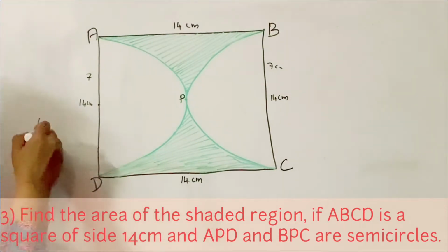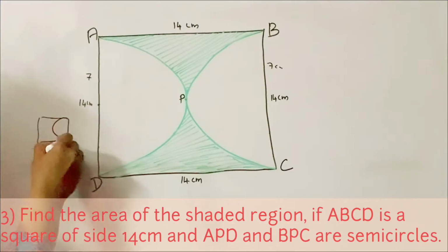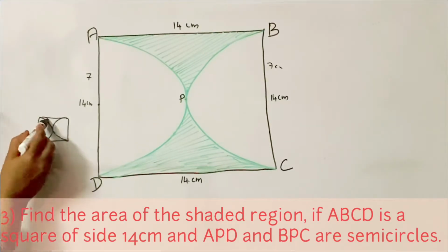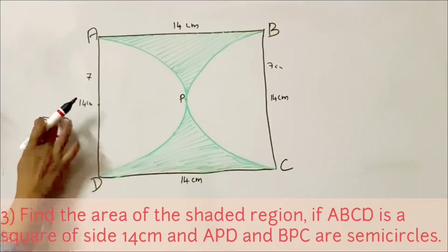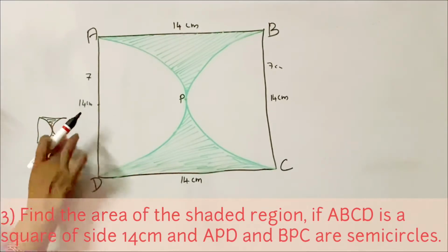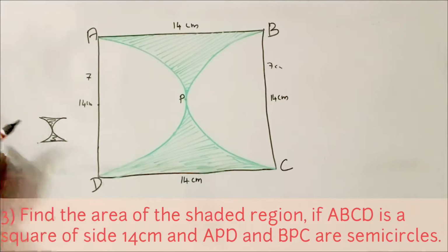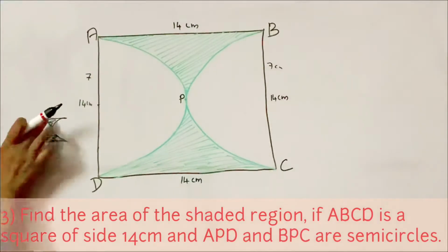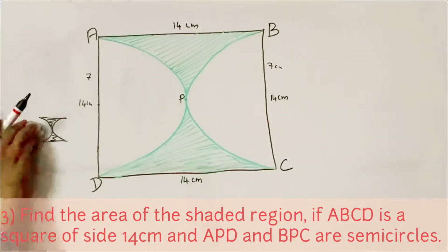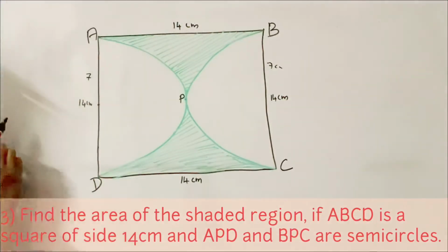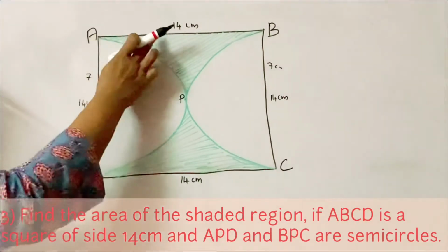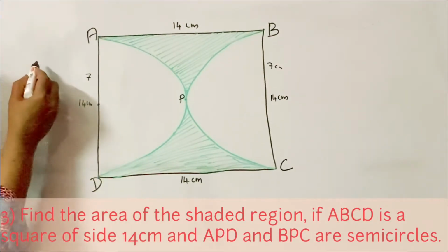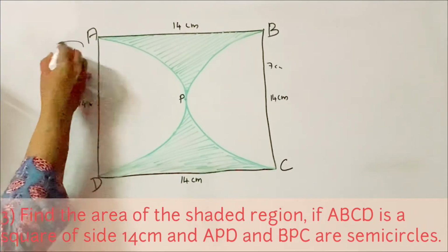Area of the shaded part is equal to, look here, this is a figure like that. Area of this part is equal to area of the square minus these two semicircles. Then you will get the area of the shaded part. So what is the area of the square here? Area of the square is side square, that is 14 into 14. So that is 196. Area of the square here is 196.